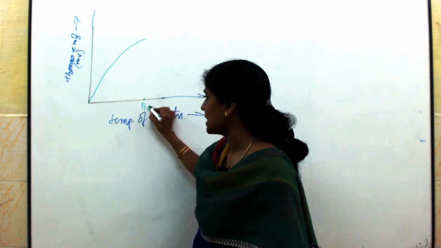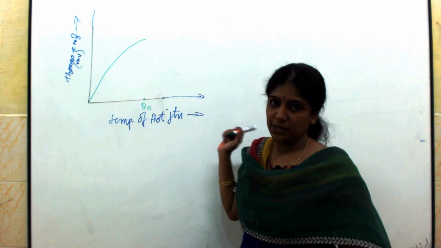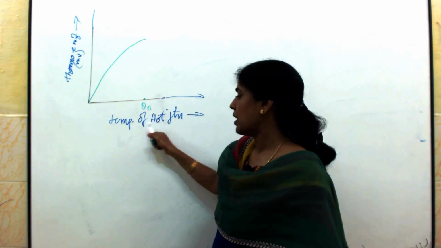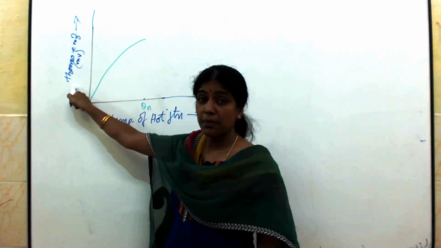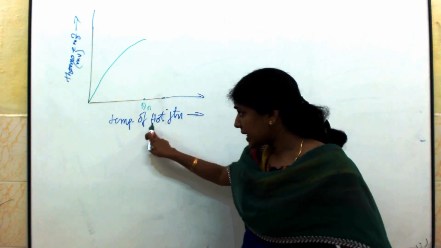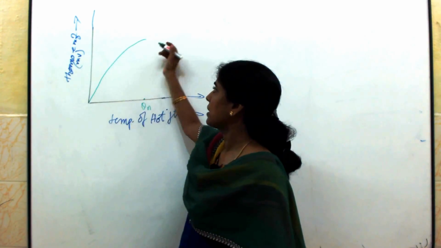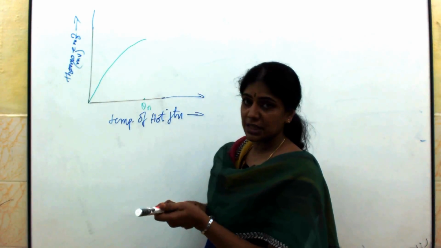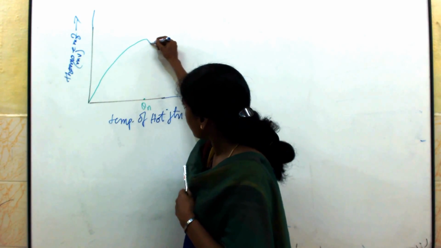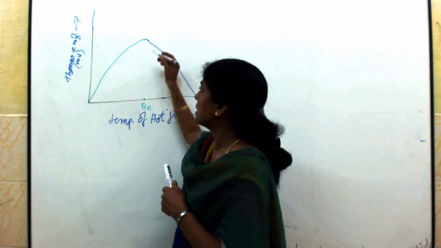That I will take as theta n. This we call the neutral temperature. So at a particular temperature of the hot junction, this thermo EMF developed will become maximum. Clear? After that, even though I increase the temperature of the hot junction, this thermo EMF will not increase and it starts decreasing. So after this particular temperature, the thermo EMF starts decreasing.